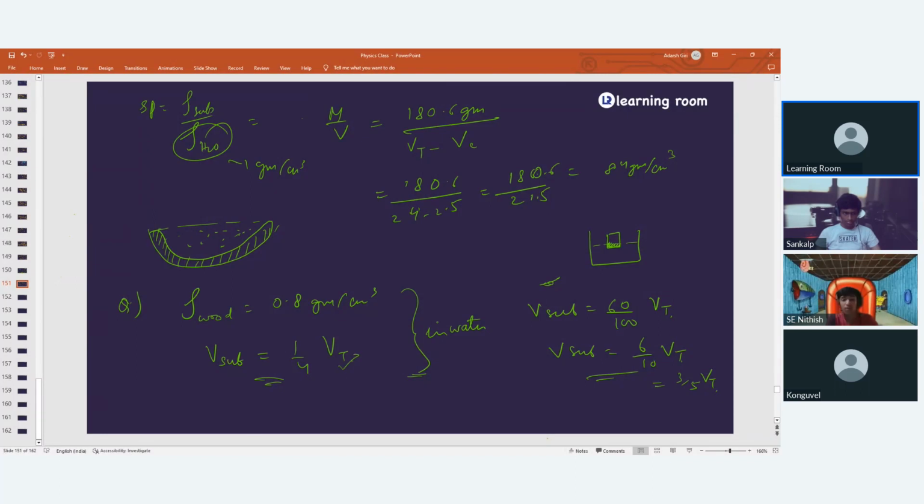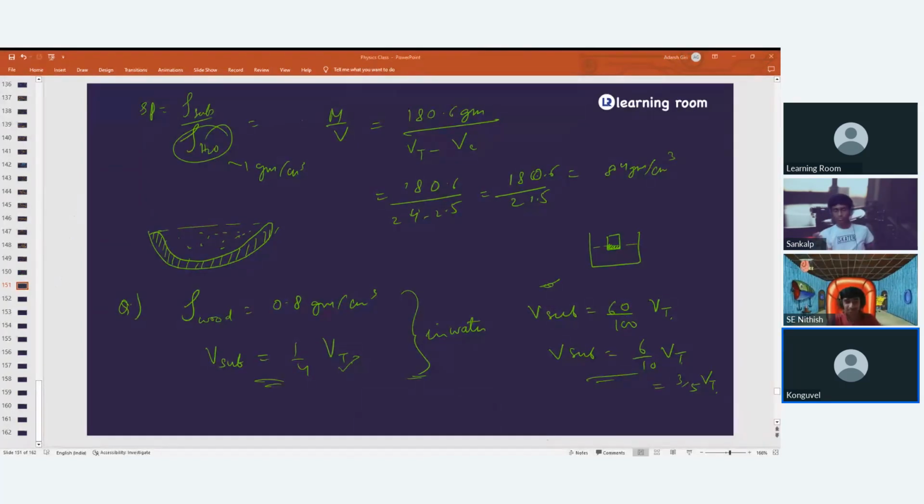Do you understand or not? Say yes or no. In the second case, if the volume of the wood is 60%... You don't listen, that's why you don't understand. Sorry, sir. Continue.